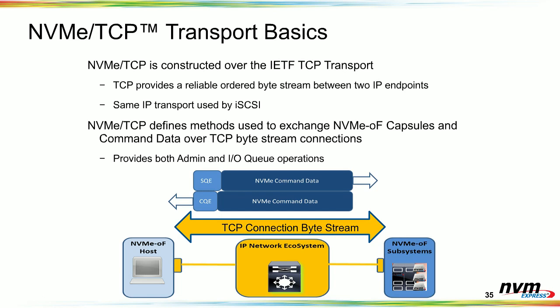So the NVMe over TCP spec, or spec change, which is a change to the NVMe over fabrics 1.0 specification, defines methods to allow the exchange of NVMe over fabrics capsules and command data over TCP byte stream connections. So the data is transported in capsules, and then you also have commands, and these both travel over TCP. So you have the administration and the I/O queue operations, as you can see here in the diagram, and these are both able to run over the TCP connection byte stream between the host and the storage subsystem.